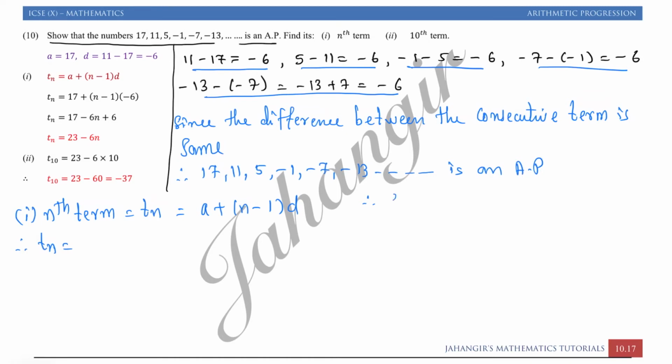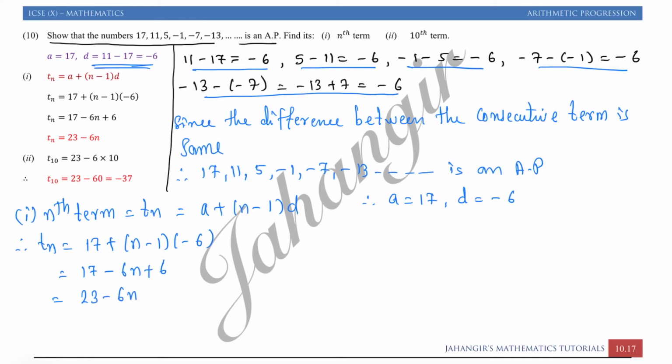Therefore I can write A is equal to 17 and D is equal to 11 minus 17, that is minus 6. We had already done. So Tn is A 17 plus n minus 1 into minus 6. So we can write 17 minus 6n plus 6. So 17 plus 6 is 23 minus 6n. This is my nth term.